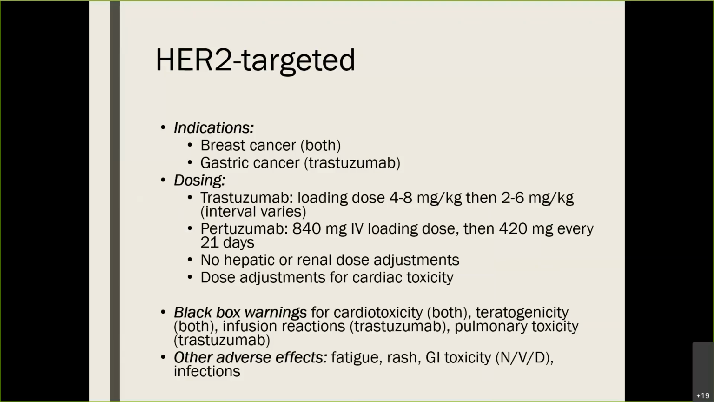Teratogenicity also is a black box warning. There's an infusion-related reaction black box warning for trastuzumab, and pulmonary toxicity can be found with trastuzumab as well. Particularly GI toxicity with the combination agents is more problematic for these patients than single agent alone, but fatigue and rash can be seen with these patients and can be somewhat problematic. But these agents really have revolutionized HER2-positive breast cancer management, and they really were the forebears for the next two agents that we're going to talk about.